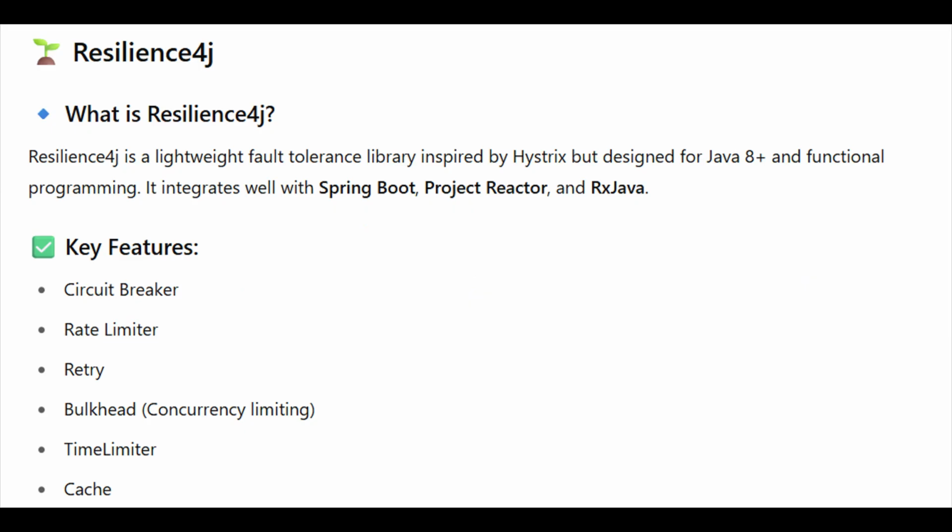Resilience4j. What is Resilience4j? Resilience4j is a lightweight fault tolerance library inspired by Hystrix but designed for Java 8+ and functional programming. It integrates well with Spring Boot, Project Reactor, and RxJava. Key features: circuit breaker, rate limiter, retry, bulkhead concurrency limiting, time limiter, cache.